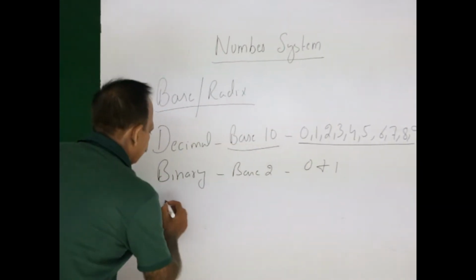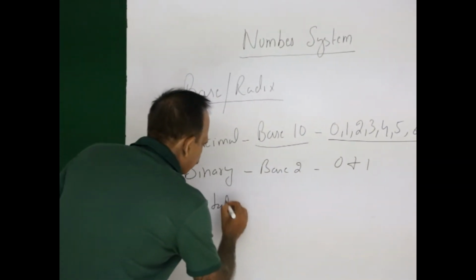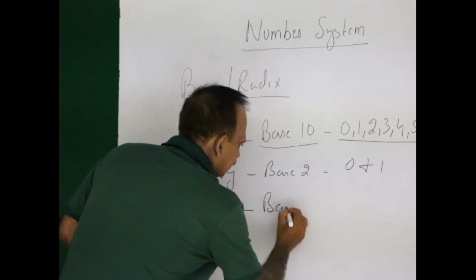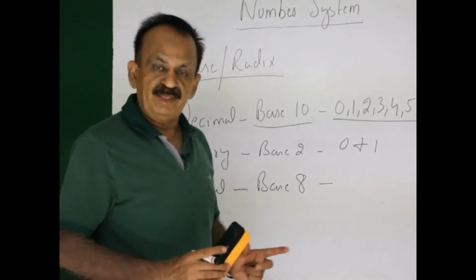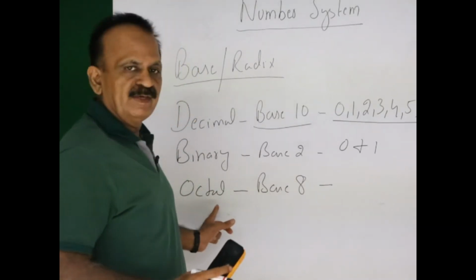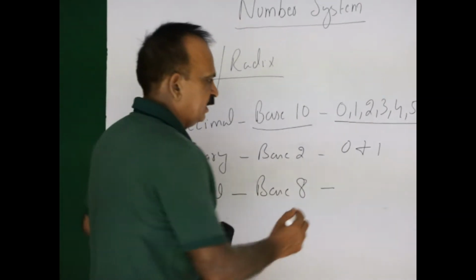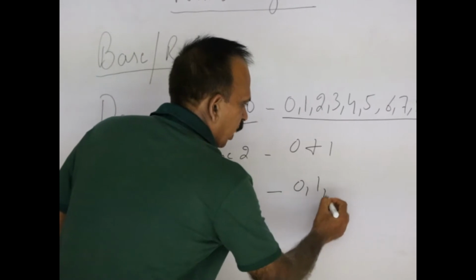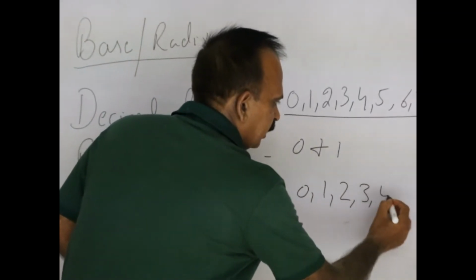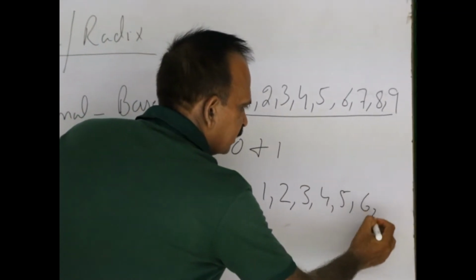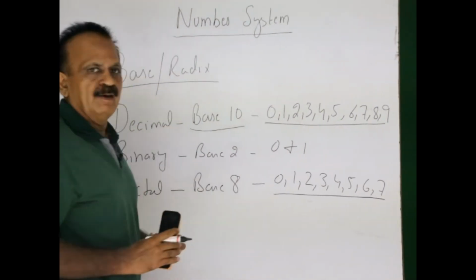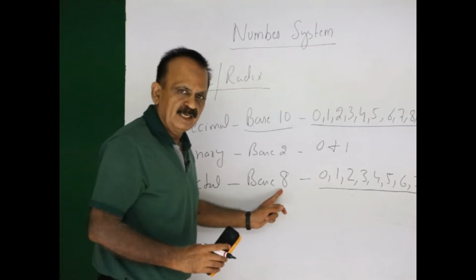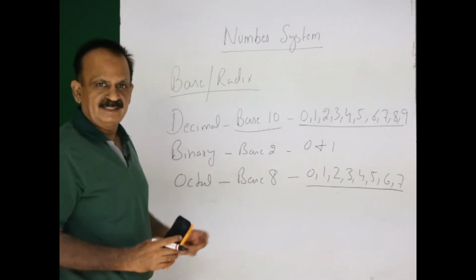There is another number system, that is octal. Now, the octal number system is a number system with base 8. That means this number system will have 8 digits. These digits are 0, 1, 2, 3, 4, 5, 6 and 7. These are the 8 digits in the number system with base 8, or in the octal number system.